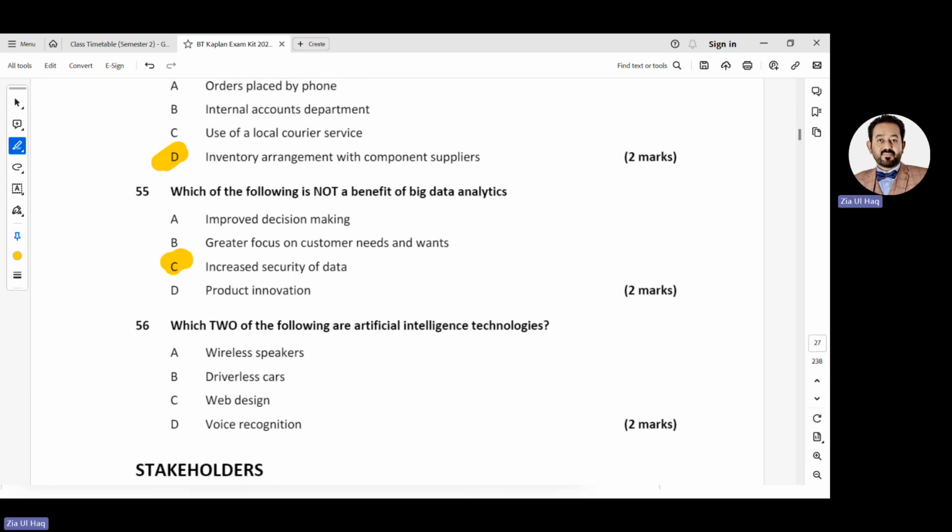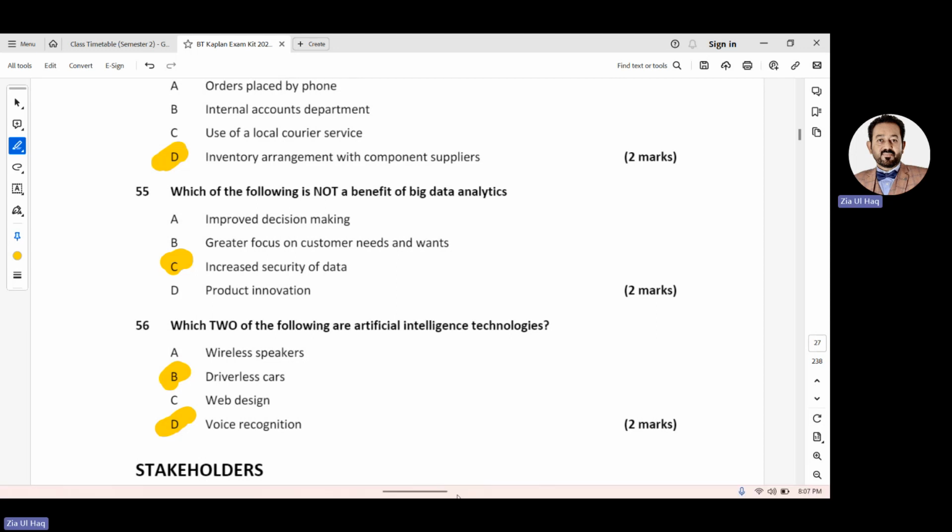Which two of the following are artificial intelligence technologies? Can you identify artificial? Wireless speaker is not an artificial technology. Driverless car, robotic cars, and voice recognition like Siri software in your iPhone.